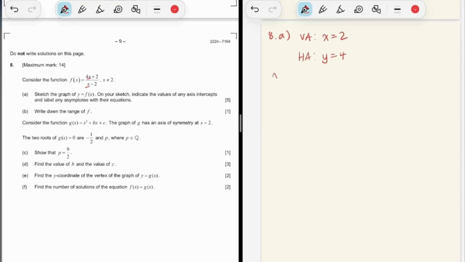And then for the x-intercept, the numerator will be set to 0, and this is because if the numerator is 0, then no matter what the denominator is, it will be equal to 0. So in this case, we would set the numerator to 0, so 0 equals 4x plus 2, and thus x equals negative 1 over 2, and so this means that the x-intercept is negative 1 over 2 and 0. Moving on to the y-intercept.